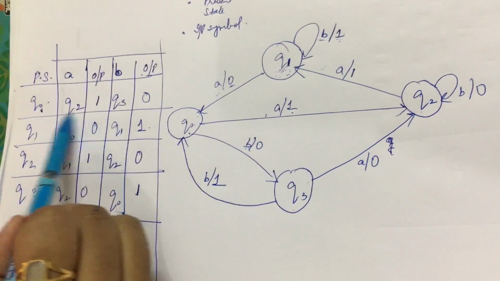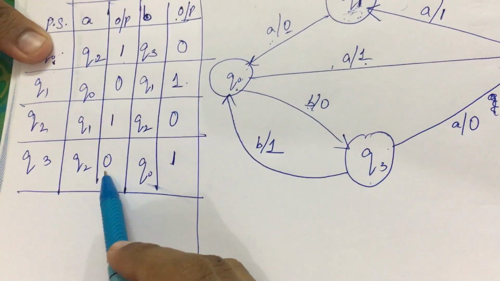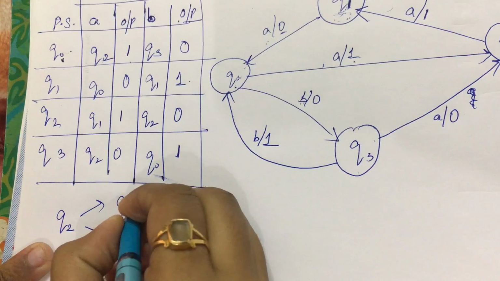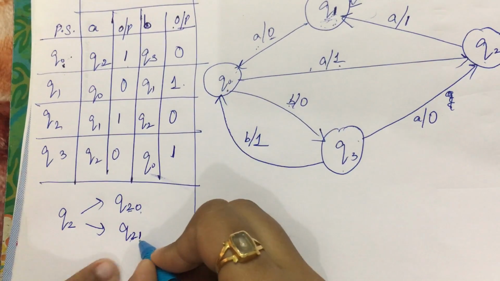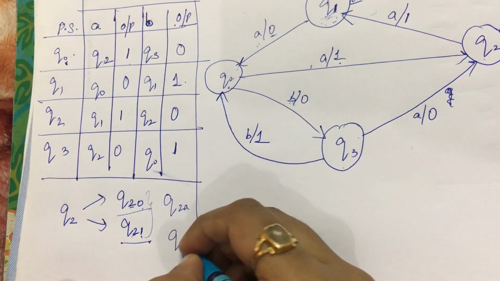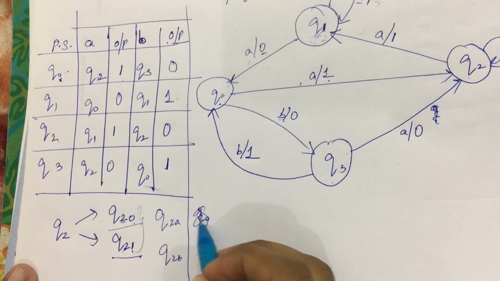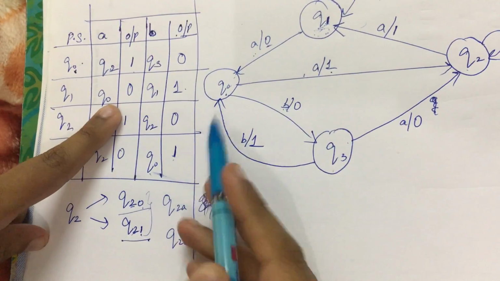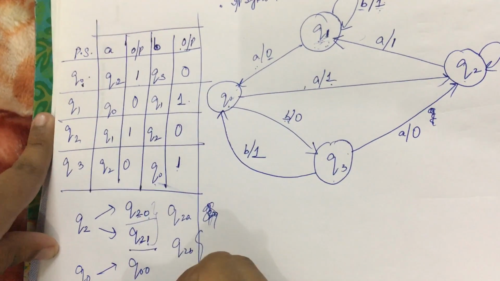We see that the state Q2 is giving me two different outputs, that is 1 and 0. So Q2 can be divided into two different states, Q20 and Q21. That is, Q2 which gives output 0 and Q2 which gives output 1. This is arbitrary, and you can name them anything you like. Now we go on to the next state, Q0. Similarly, Q0 is also giving me two different output symbols. So Q0 will give me Q00 for output 0 and Q01 for output 1.